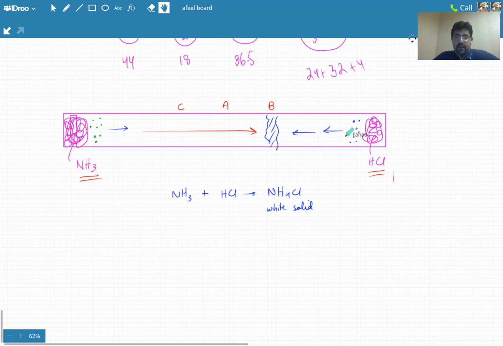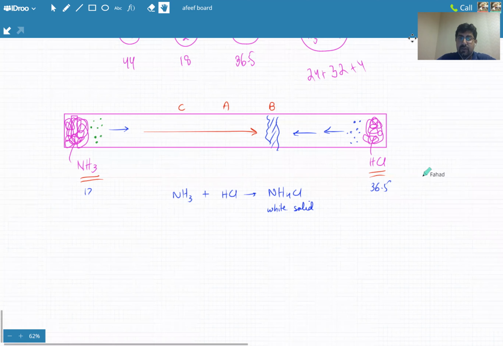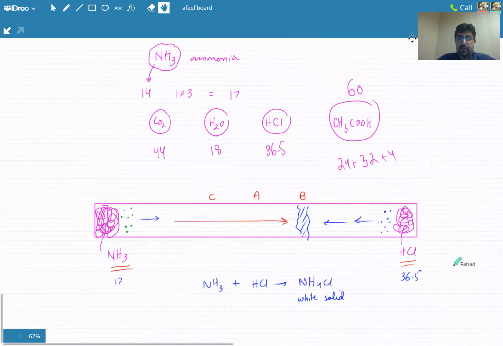What was the mass of NH3 that you got? Of NH3, it was 17. Okay, so it was 17, and the other one? That is 36.5. So that's fine. Okay, so you might get questions like this, slightly more tricky ones.